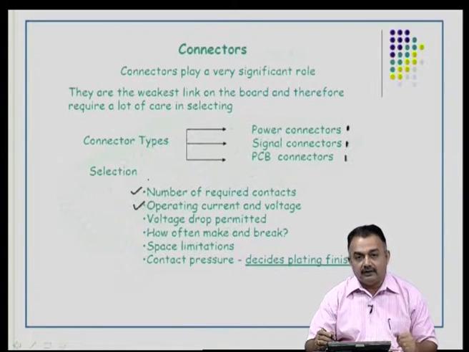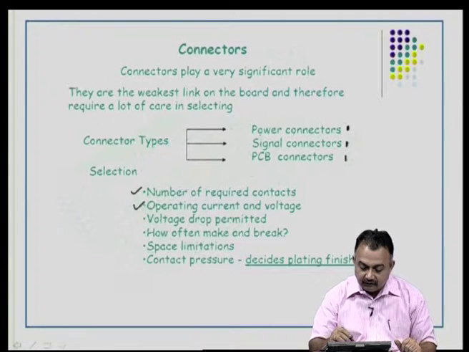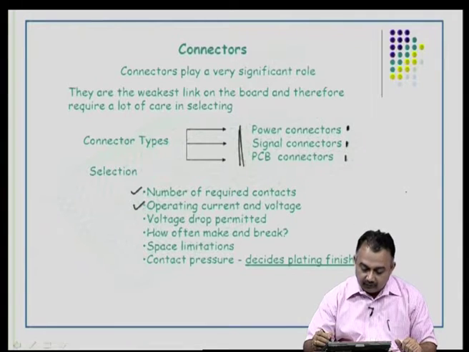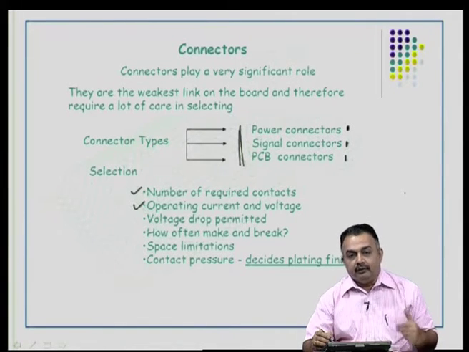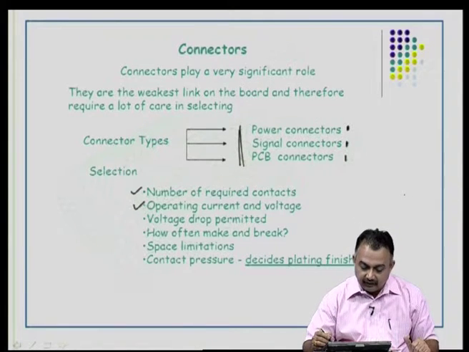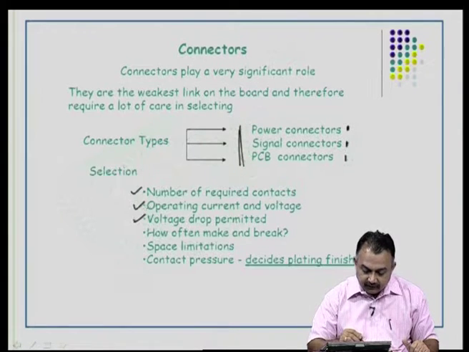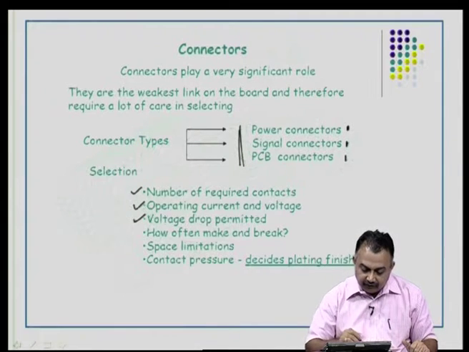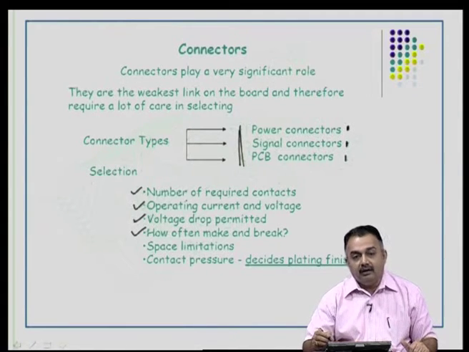So, accordingly, as I said earlier, in the classification of connectors, you will have to choose based on the operating current and voltage requirement, because the type of finish that is provided on the connectors will be different for each of these classified connectors. What is the voltage drop permitted? Does the material that is used in this connector allow that? How often are you going to make and break the connection using these connectors?